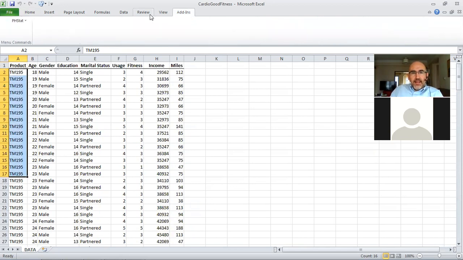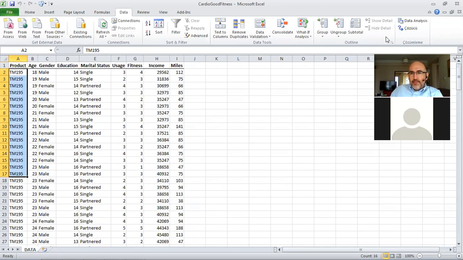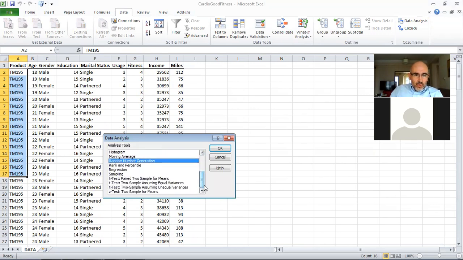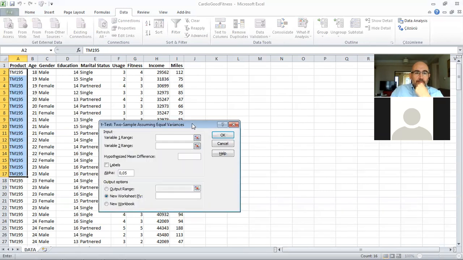Now, rather than add-ins, we just choose Data, and the Data Analysis ToolPak is right here. So let's choose that. And in here, we can see different types of analysis. What I'm going to choose is the t-test: two-sample assuming equal variances. And we could as well do the one below, assuming unequal variances. So let's just choose that.